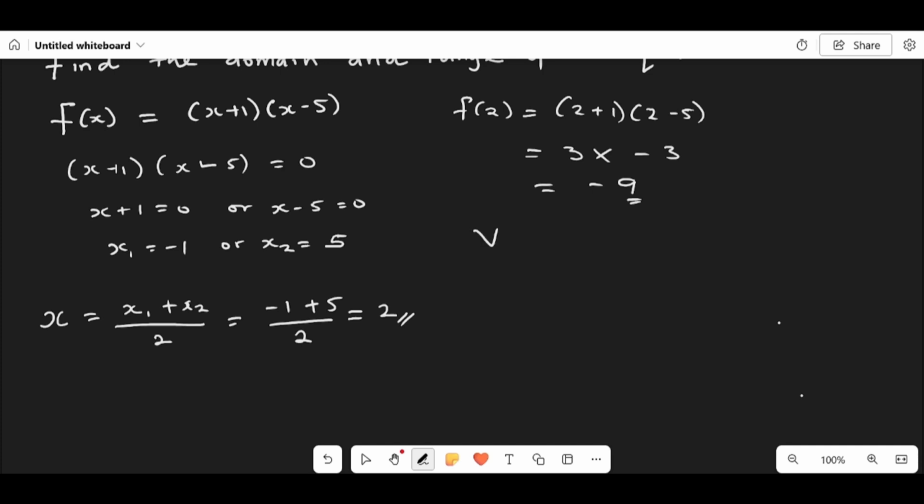And the vertex is normally written in this format: (h, k). Here our h is 2 and our k is -9. That means our vertex is going to be (2, -9). Since this is a quadratic function and the domain of the quadratic function is always from negative infinity to positive infinity, so our domain will be (-∞, ∞).